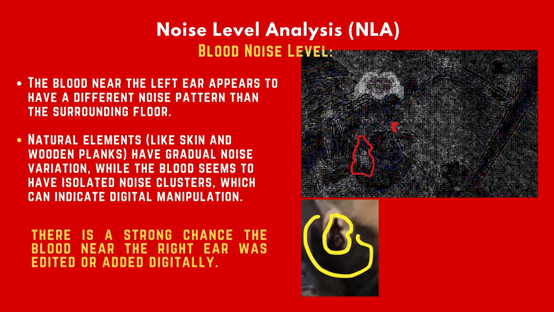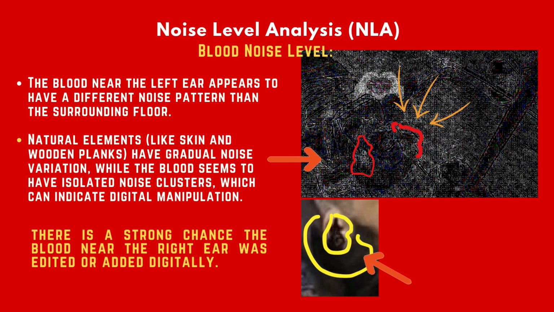When it comes to noise level analysis, the blood near the left ear appears to have a different noise pattern than the surrounding floor. Natural elements, like skin and wooden planks, have gradual noise variation, while the blood seems to have isolated noise clusters, which can indicate digital manipulation. There is a strong chance the blood near the right ear was edited or added digitally.